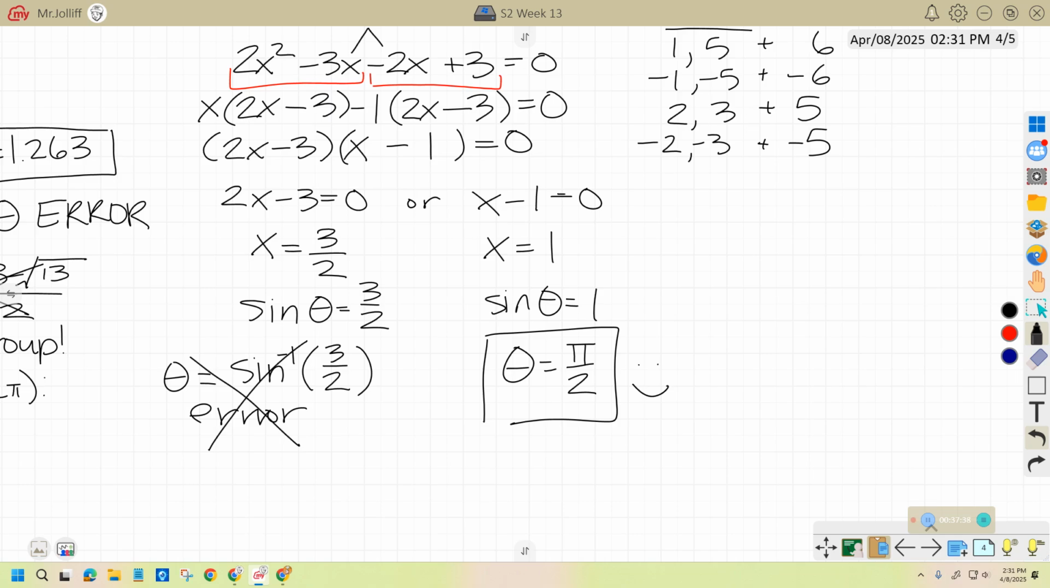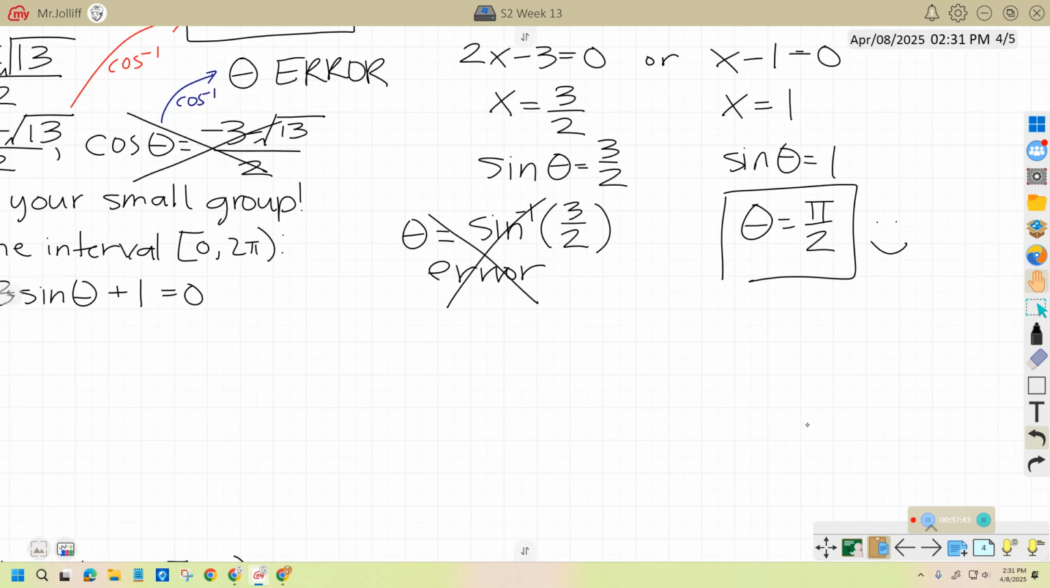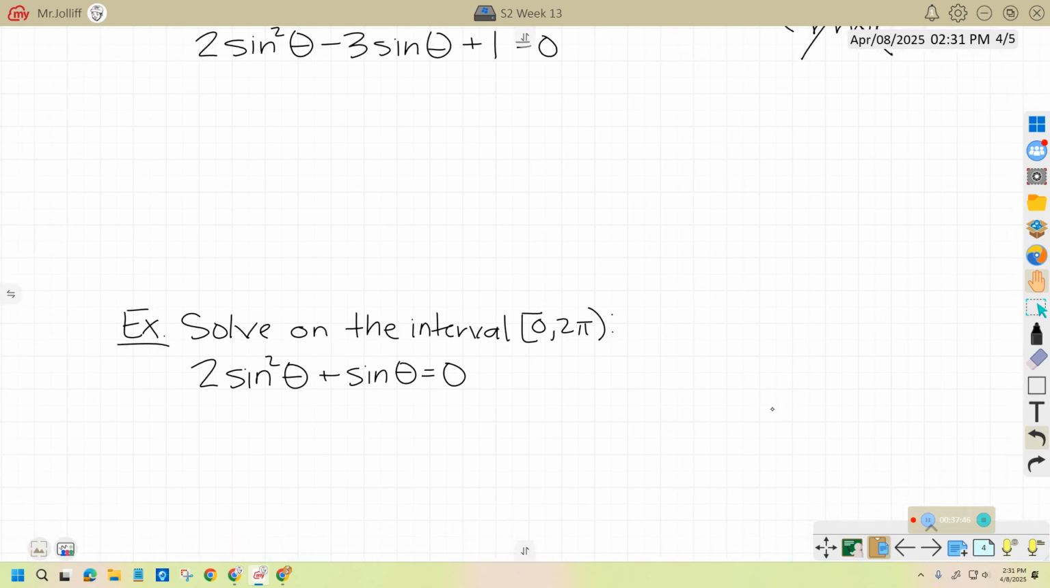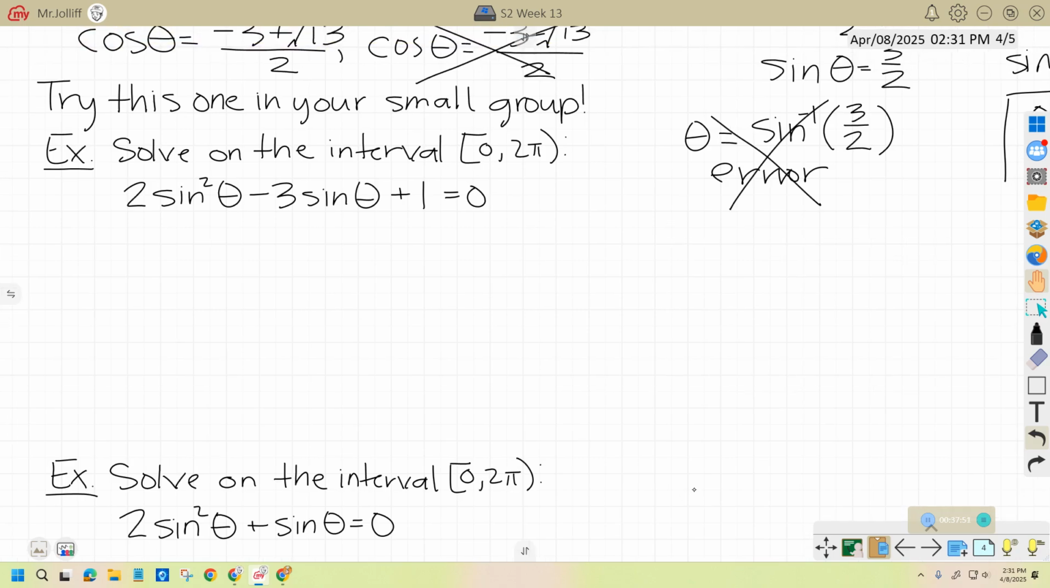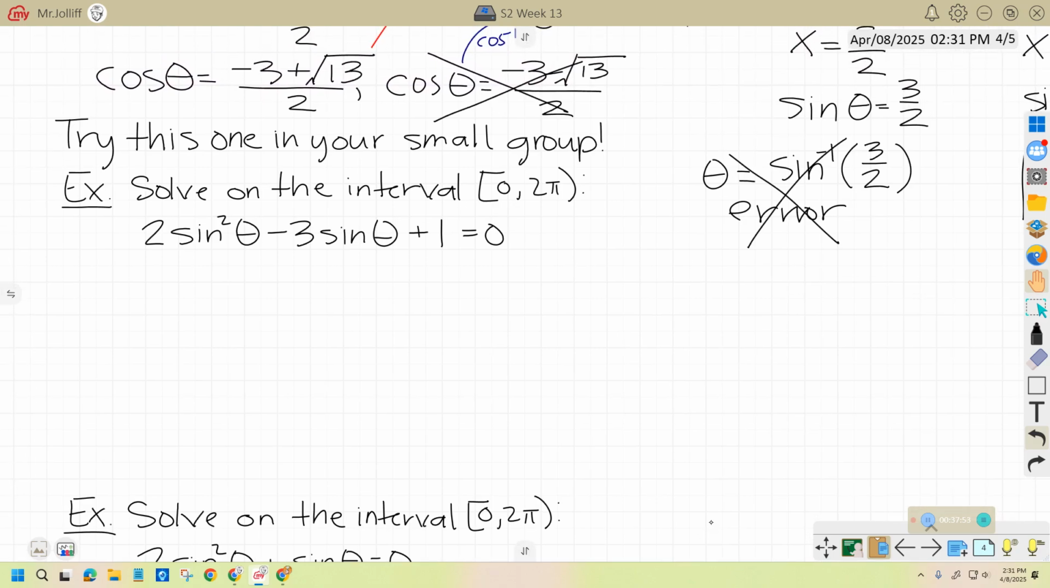Okay, I'm going to pop another one up there. I want you to try it in your small groups because it's good for you. Where is it? Here we go. Okay. So try that first one, ignore the second one. It says solve on the interval 0 to 2 pi, not negative, sorry. Where did that negative come from? 2 sine squared theta minus 3 sine theta plus 1 equals 0. Which is not the one we just did.